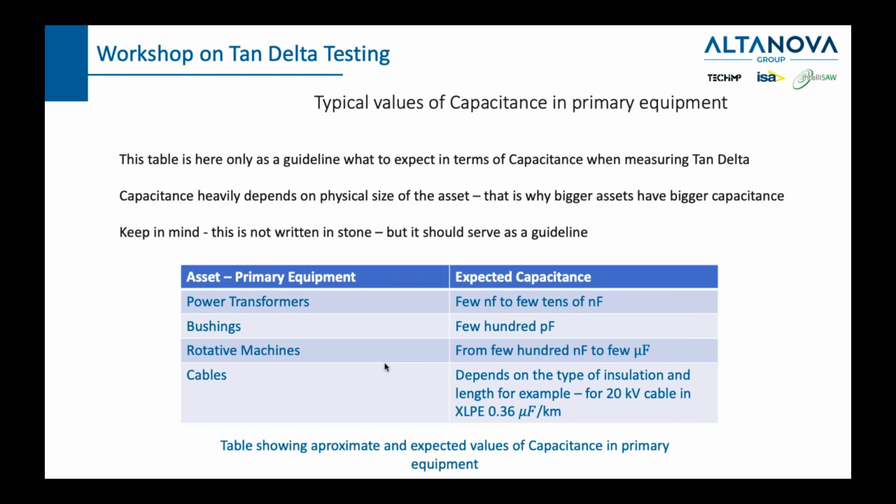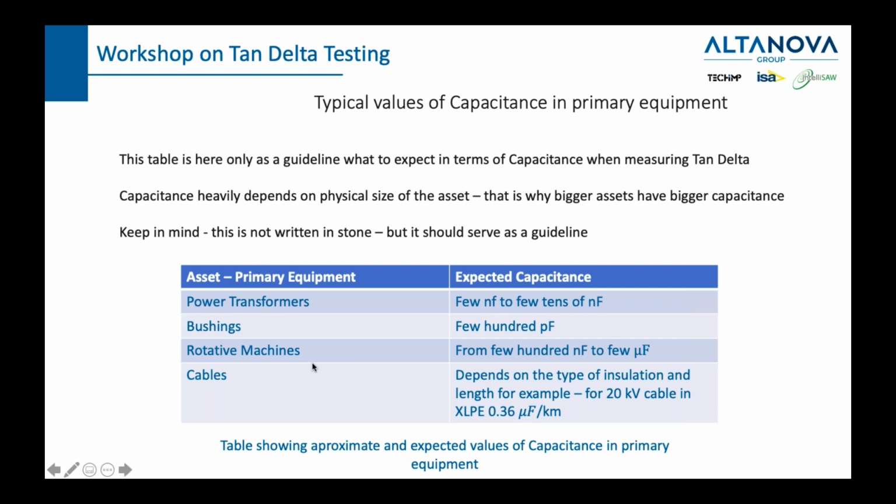Now, in this slide, I would like to give you an idea, because we said that you can measure all kinds of insulating properties on all kinds of devices. Let's see how the capacitance changes from one device to another. Power transformers are in our focus, and we can see that they have a capacitance between a few nanofarads and a few tens of nanofarads. Then the bushings on the power transformers have even less capacitance. Capacitance definitely depends on the size, because if something is bigger, then you can put more electrons inside, and then it has a bigger capacitance. So bushings are smaller, so they have a smaller capacitance, only a few hundred picofarads.